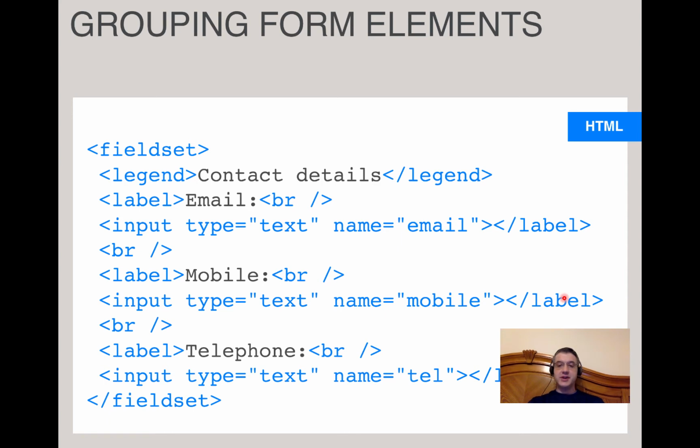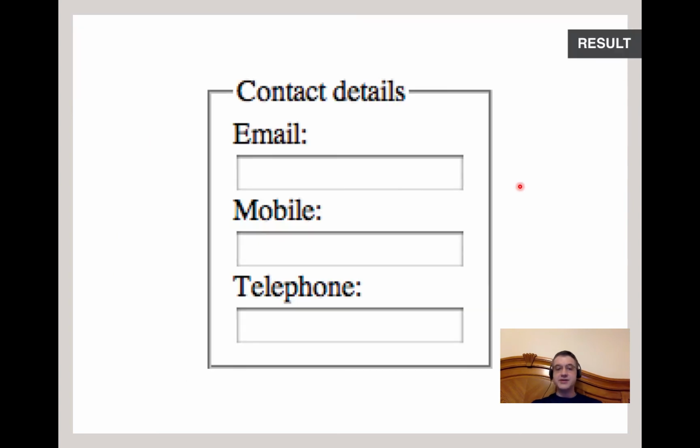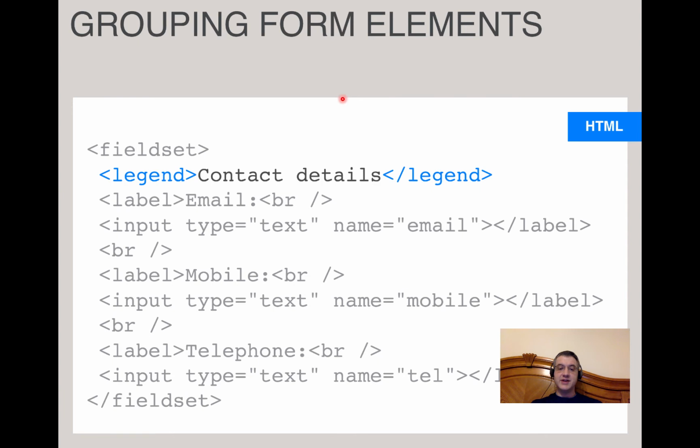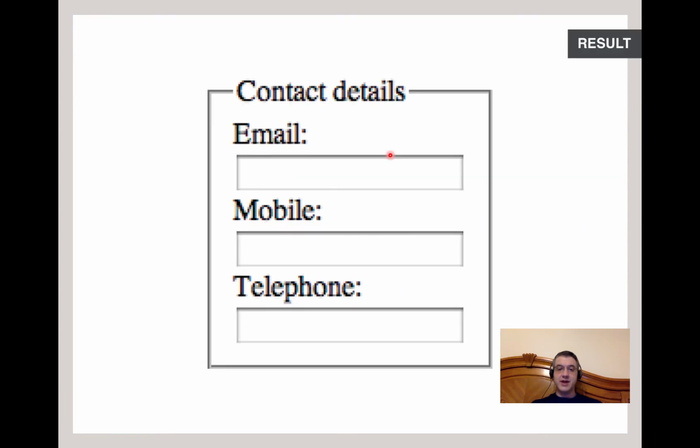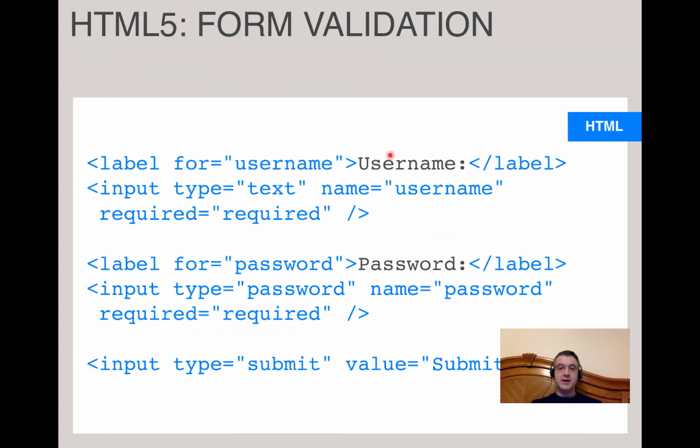Just a couple of extra things here. Sometimes you can have a field set wrapped around a group of form elements like that, and sometimes you may also want to have a legend, which is kind of the title for that field set. What that does is it'll draw this sort of contact details box around this collection of fields, and the legend is the thing at the top. See, contact details, it'll render that right there. Okay.